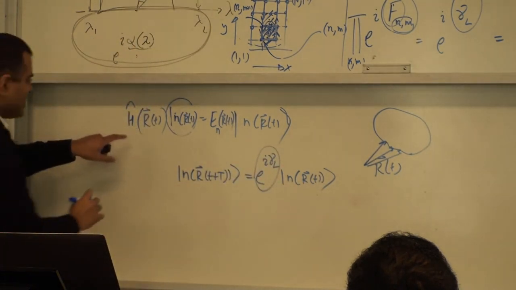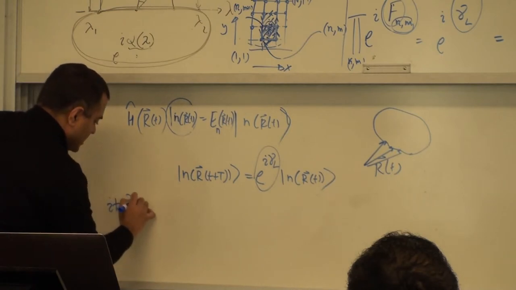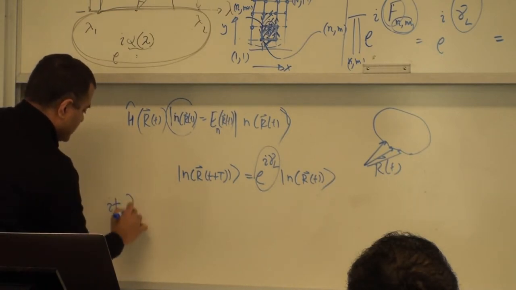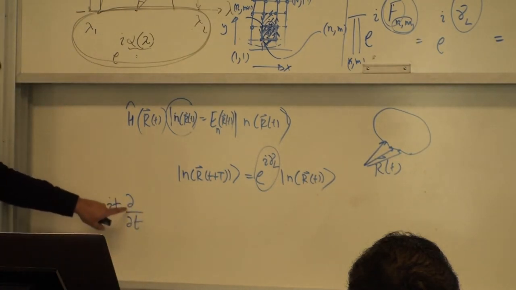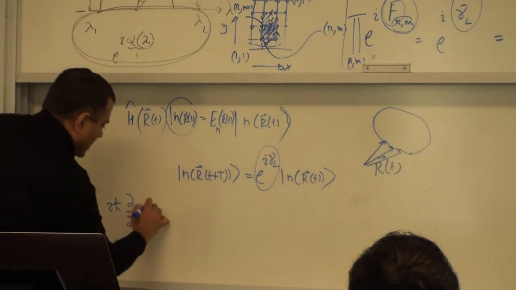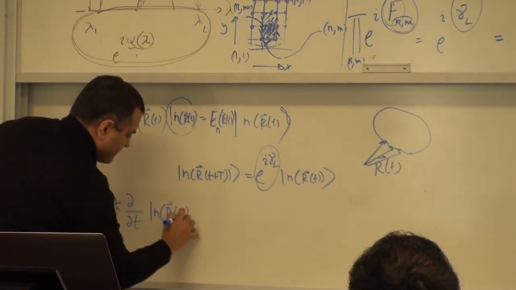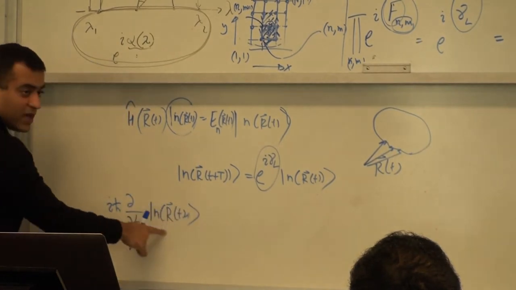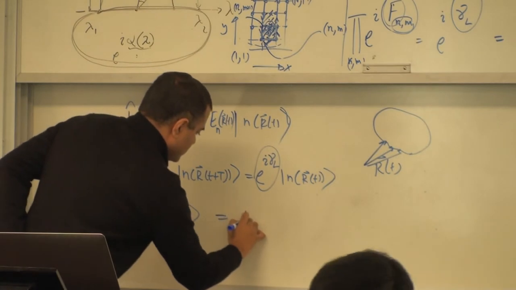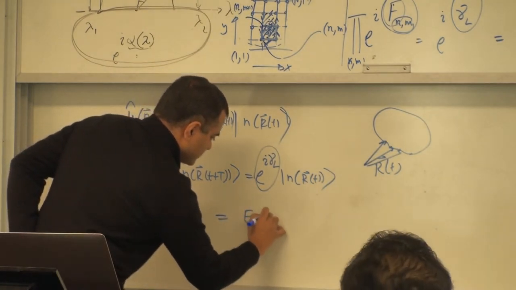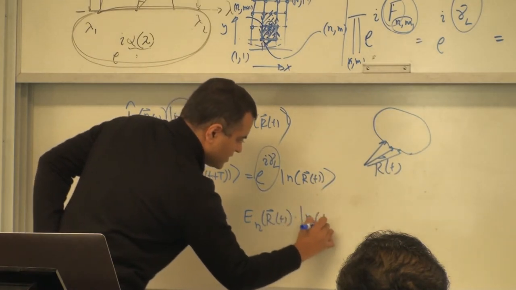To solve that, we actually use the time-dependent Schrodinger equation, and I'm outlining this. I'm not trying to go through the whole derivation. But i h bar d by dt of any state, this is the state we are after, we're tracking with time, is equal to its eigenvalue at that point times n of R(t).